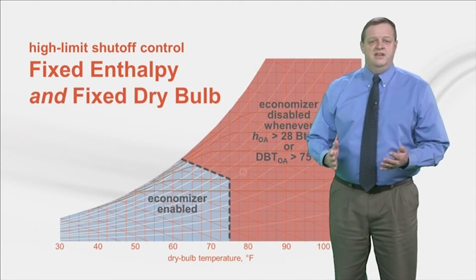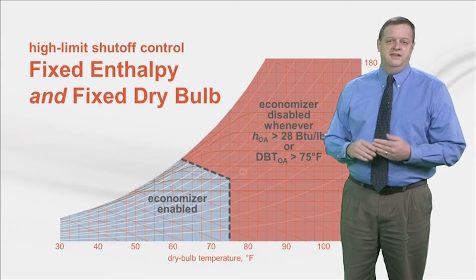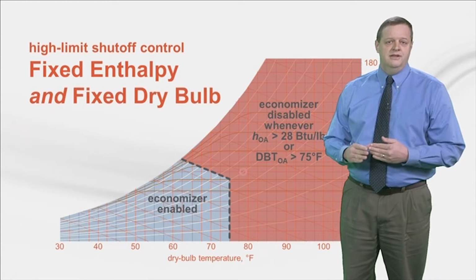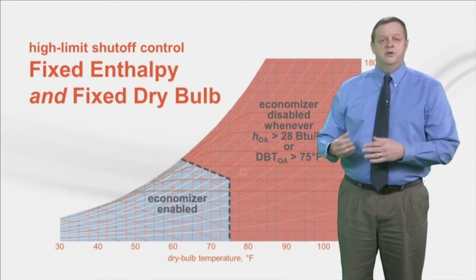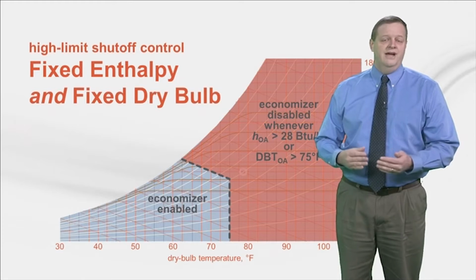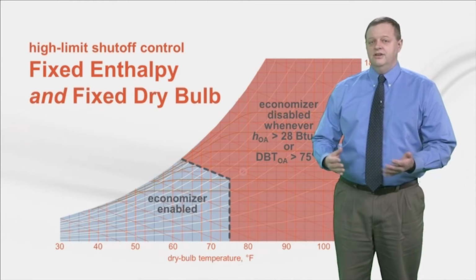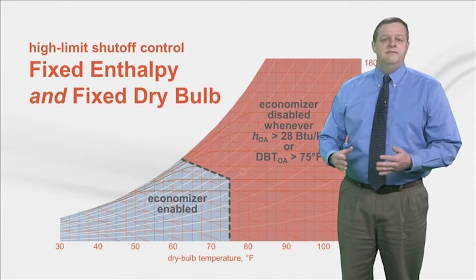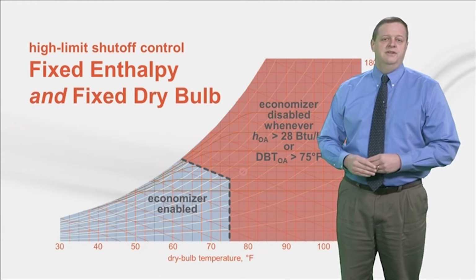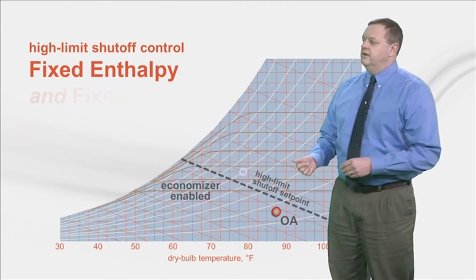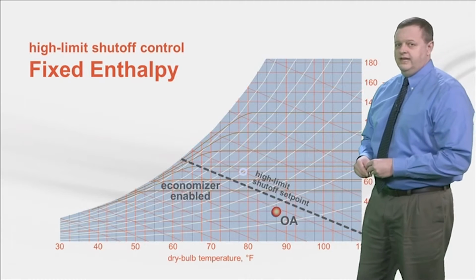Now, the motive for this change is that if the conventional fixed enthalpy control is used in a dry climate, the economizer will bring in 100% outdoor air when it's hot and dry outside and may actually increase cooling energy, even if the outdoor enthalpy is lower than 28 BTUs per pound. Here's an example of one of these hot, dry days.